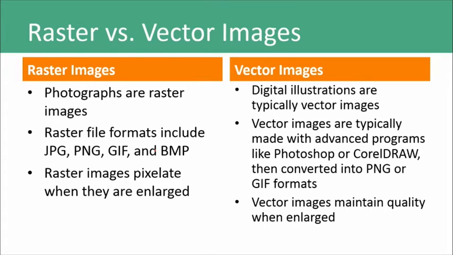Here's a quick slide that reviews that. A couple of things that are really important to note are that raster images can include the file formats of JPEG, PNG, GIF, and bitmap. They really do pixelate when they're enlarged, so be really careful when you're increasing the size of a raster image. Vector images, of course, they're made with different programs like Photoshop or Corel Draw, and then they're converted into PNG and GIF formats. They definitely do maintain their quality when they're enlarged, and it's pretty cool to see.